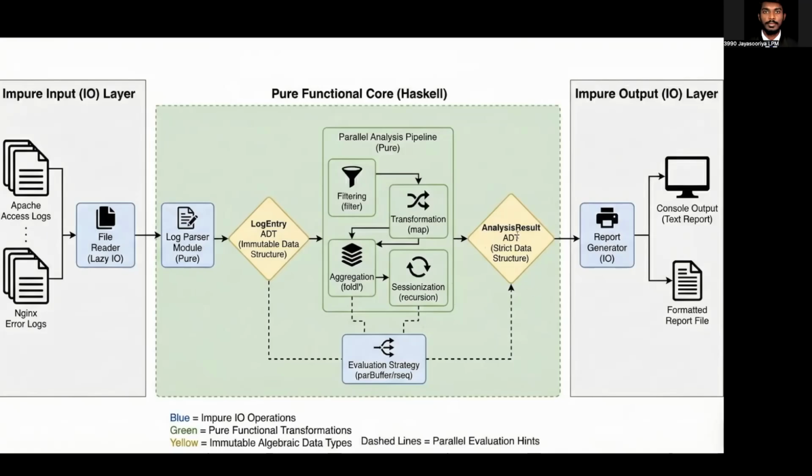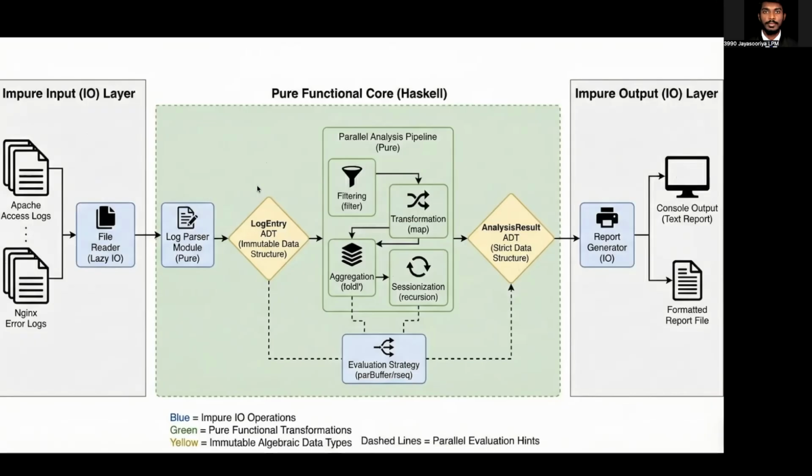The analysis result ADT represents the final report data. It is marked strict to force the lazy IO to actually execute. This layer handles the side effects of writing to disk or printing to the console. And when you think about this architecture this way, you get readability by isolating the IO in the blue color and the logic in the green color.